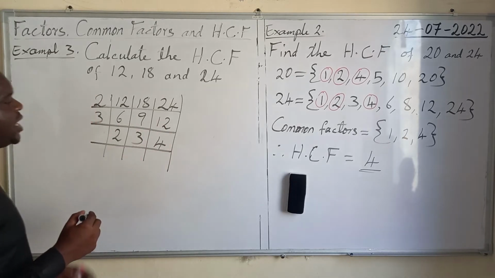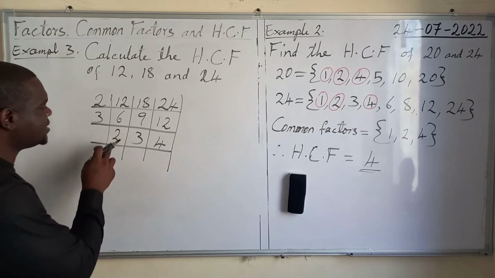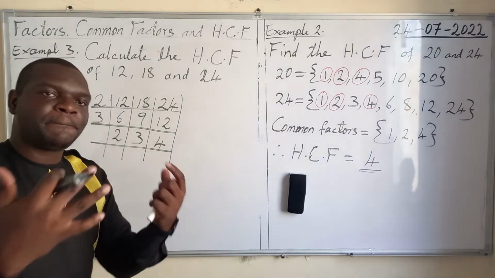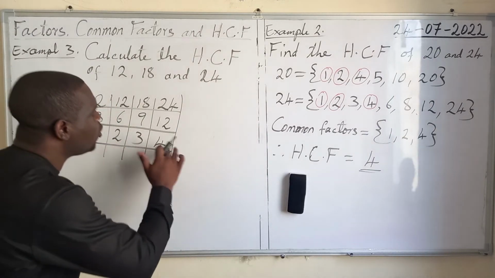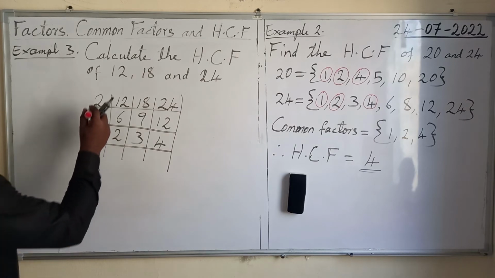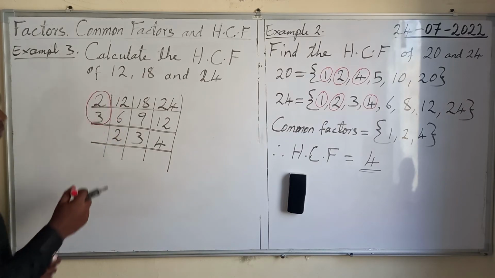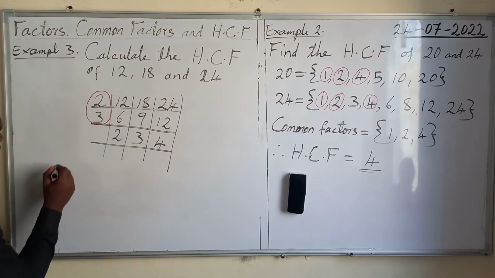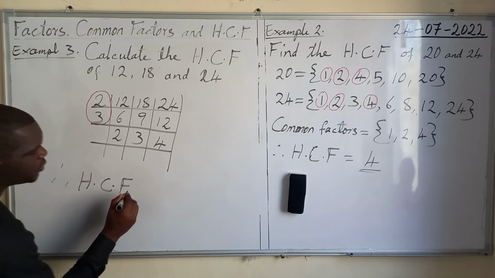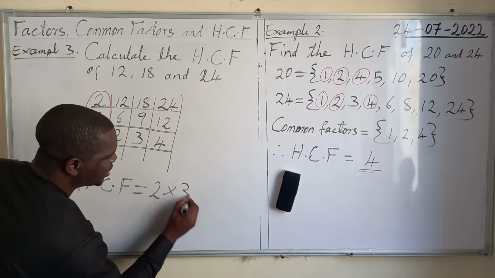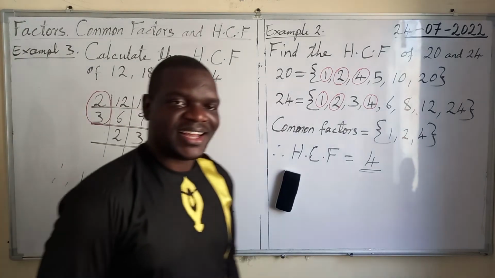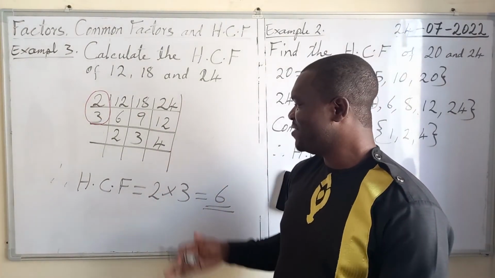Create another row. At this point, you realize that with 2, 3, and 4, we don't have any other prime factor that can divide all the numbers without a remainder. At that level, we end there and multiply our prime factors. Therefore, H.C.F will be equal to 2 times 3, which is 6. That is it. I believe it was easy for you to follow.